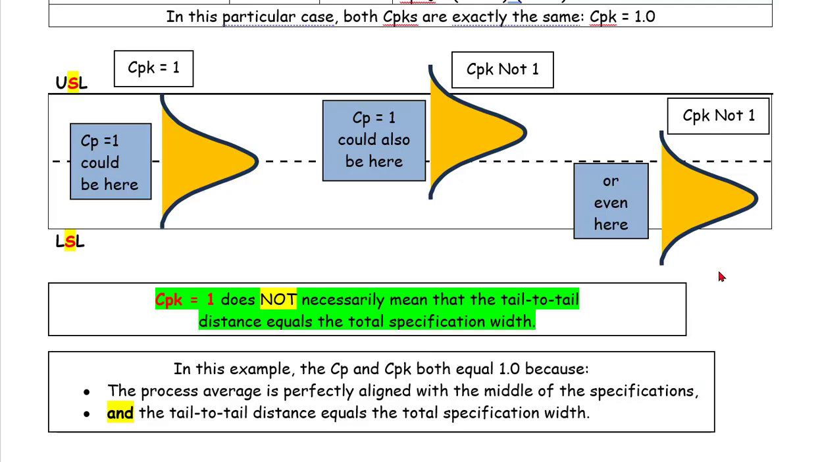Here's a note. CPK equals 1 does not necessarily mean that the tail-to-tail distance equals the total specification width. In this example, the CP and CPK both equal 1 because the process average is perfectly aligned with the middle of the specifications and the tail-to-tail distance equals the total specification width. You could have a CPK of 1 with a CP greater than 1 in certain situations.